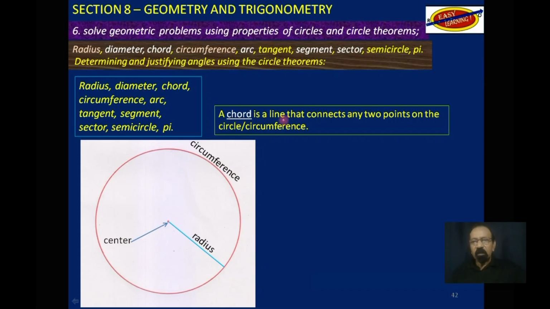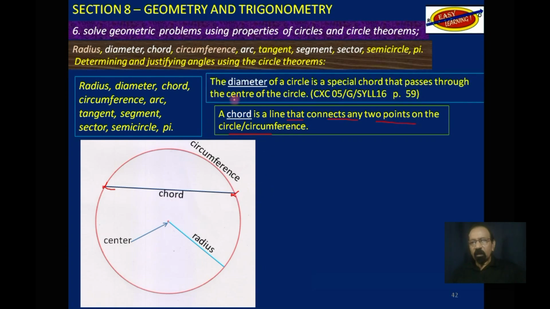Now what is a chord? A chord is the line that connects any 2 points on the circle or the circumference. That there is a chord. What is the diameter? The diameter of a circle is a special chord that passes through the center of the circle. This is from the syllabus. So if we draw a chord like that, joining those 2 parts of the circle, and it passes through the center, that chord is called a diameter.